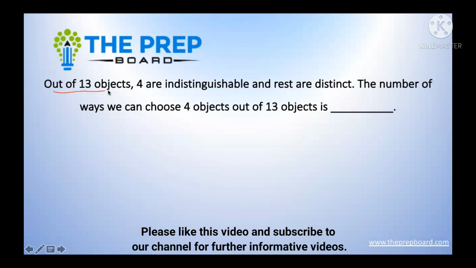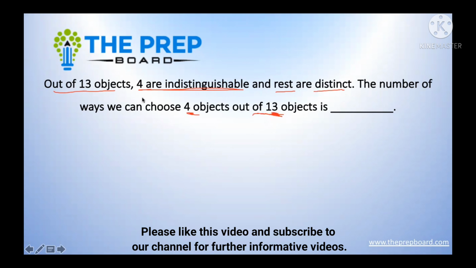So there are 13 objects, 4 are indistinguishable, meaning 4 are identical, and the rest are distinct. We need the number of ways we can choose 4 objects out of these 13. So now we have 4 identical objects and 9 distinct objects, and we need to choose 4 out of 13.